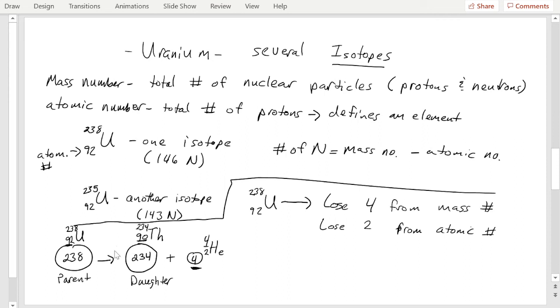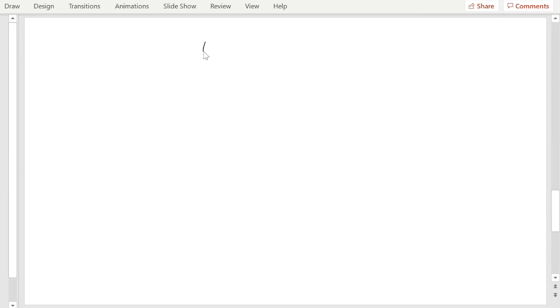And alpha decay and beta decay, this is true. With gamma decay, gamma radiation, that's not necessarily the case, right? So let's move on to beta decay.